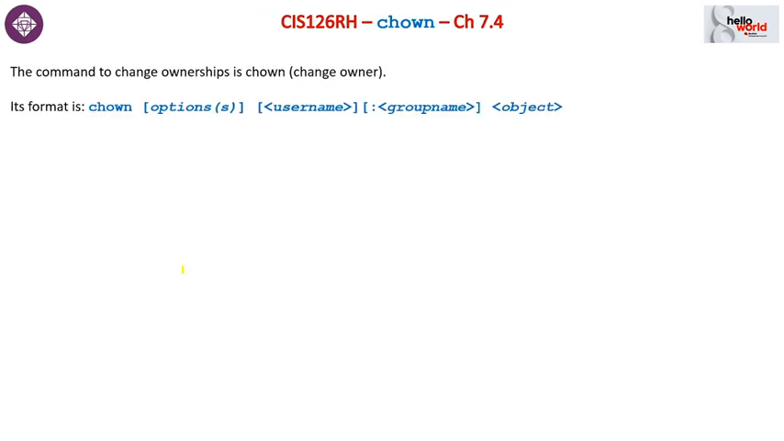That's done with the chown command, change owner. Once again, there are some options, and you'll see that this is a weird-ish kind of arrangement of brackets and angle brackets. What this should say is I have to specify one or the other. I have to specify a username or a group name. And if I specify a group name, there's going to be a colon in front of it, and then the name of the object. So let's take a look at that in real life here.